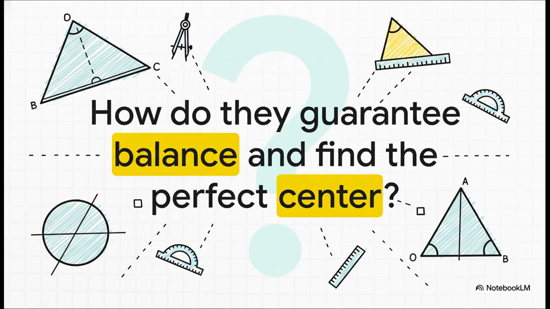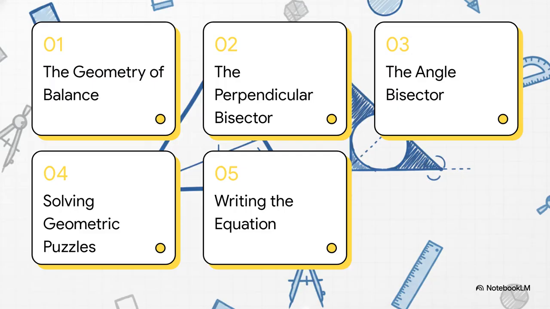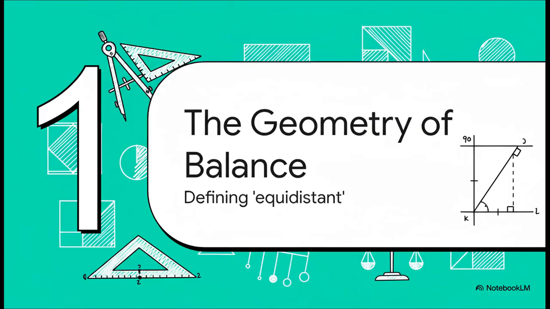They use these fundamental geometric principles, and today we're going to master two of the most important tools in that whole process. Okay, so here's our game plan. We'll start with the basic idea of balance in geometry. Then we'll introduce our two new tools, the perpendicular bisector and the angle bisector. After that, the fun really starts. We'll use them to solve some puzzles, and then we'll even write the equation for perfect balance. Let's get into it.